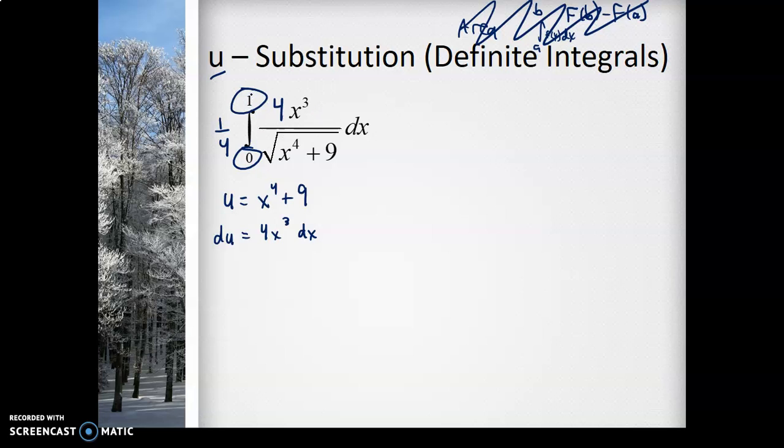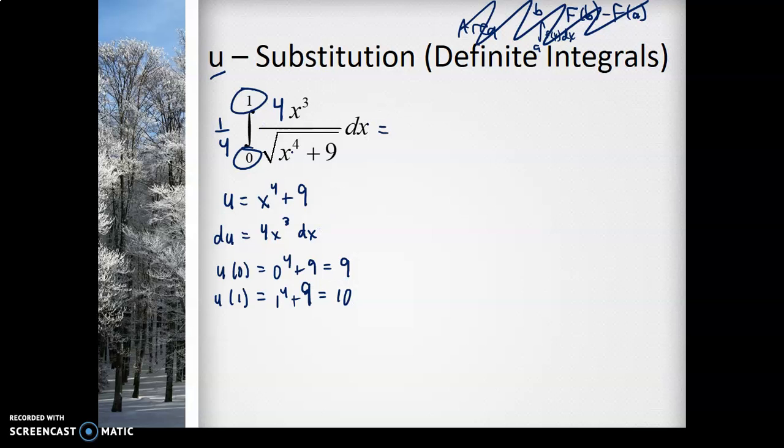Now, since it's definite, in addition to converting the functions into u, we also need to convert the limits into u. So we would say that u of 0, and I'm just going to plug in 0 into this equation. So 0 to the fourth plus 9, 0 plus 9 is 9. And then u of 1, plug in 1 into this equation. So 1 to the fourth plus 9 is 10. So I can convert this entire expression into u and then just work it out and never go back to x's. And I'll show you what I mean.